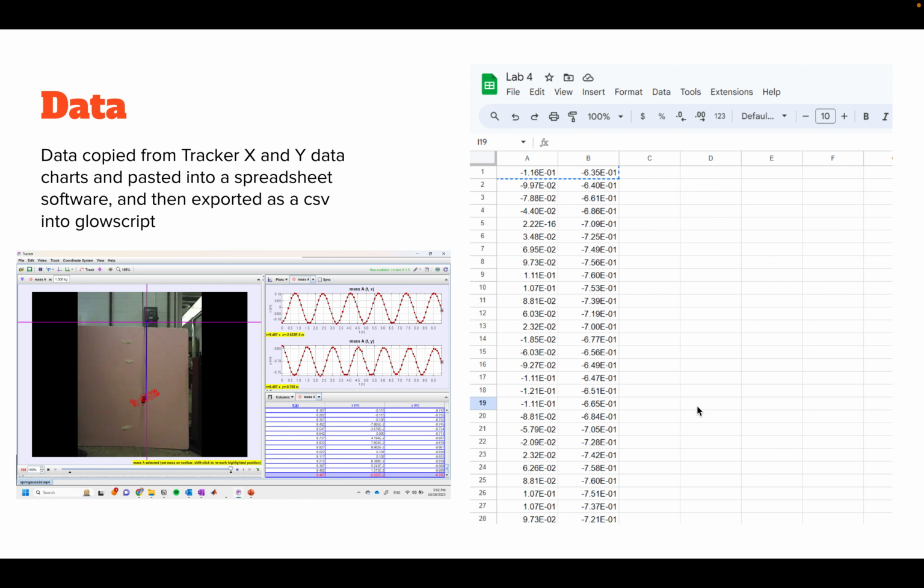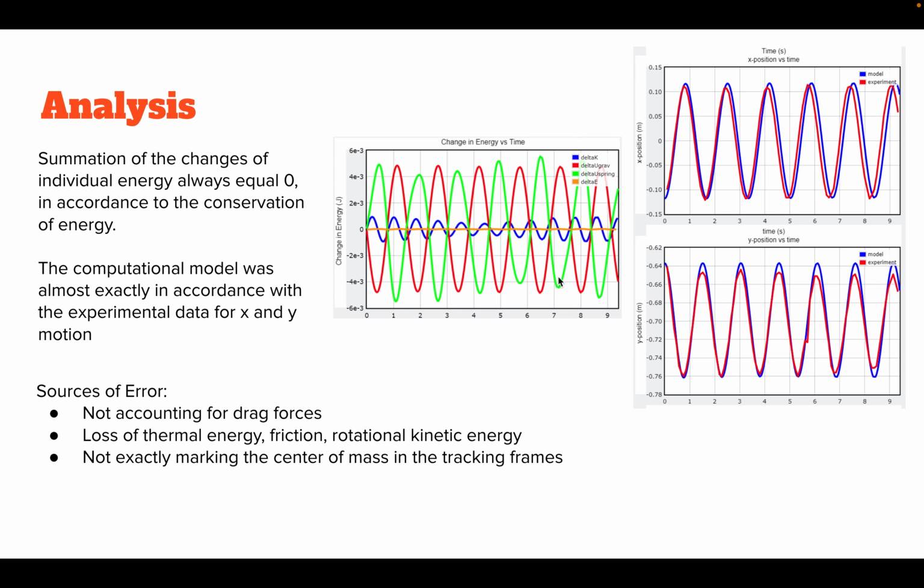Now when we're looking at our data analysis, you can see that we plotted both our Tracker X and Y data charts and pasted them into a spreadsheet, and then we exported it as a CSV into GlowScript. There are a couple of sources of error that we can account for, but before we dive into that, what we can see is that summing up the changes of individual energies always ends up equaling zero, which agrees with the conservation of energy law. And the computational model was almost exactly in accordance with our experimental data for X and Y.